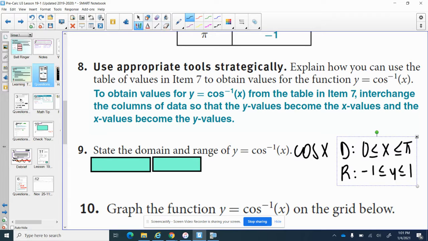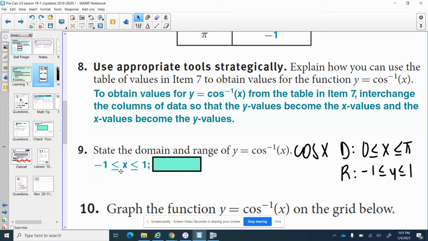The domain now for cosine inverse is the range of cosine. It's going to be -1 to 1 for the x values, as to where our range is we're only going to pick values between 0 and pi. And this is why your calculator is only going to give you answers between 0 and pi, because of this reasoning and limiting it to be in that particular range, okay?